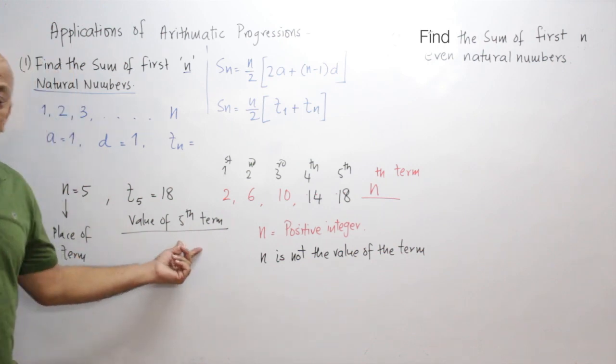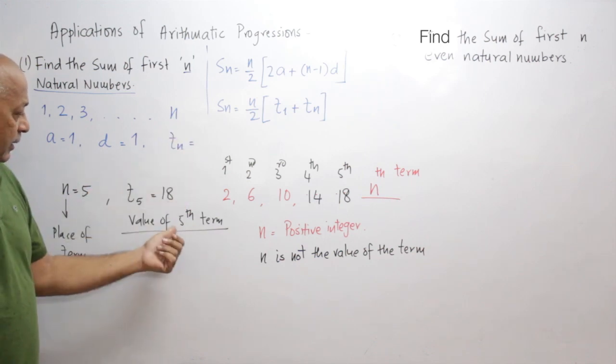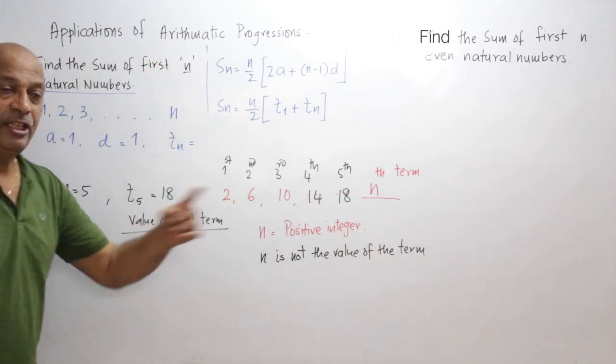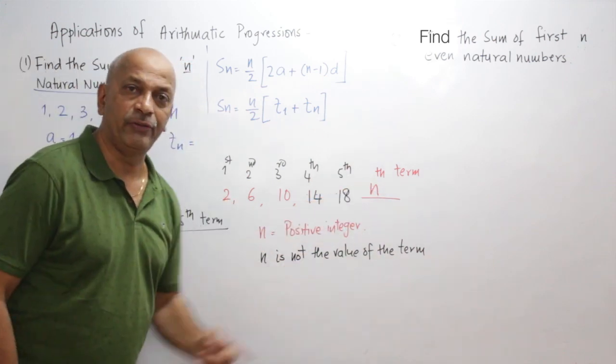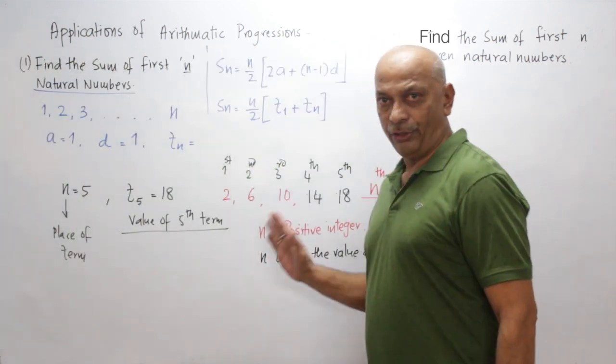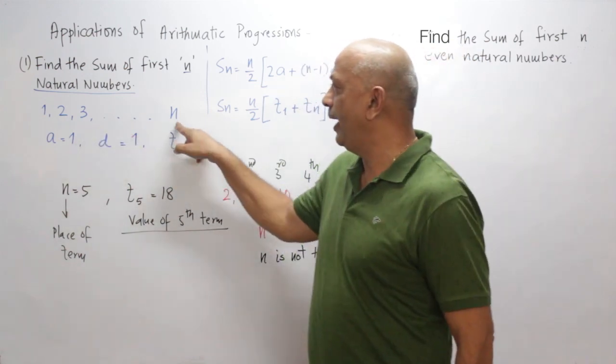So you should not get confused. When I talk about n, then n is the place of the term. n is not the value. The value will be different. थोड़ा समझते हैं ना? Are you getting it? So you should not get confused. Like the 1, 2, 3, n.